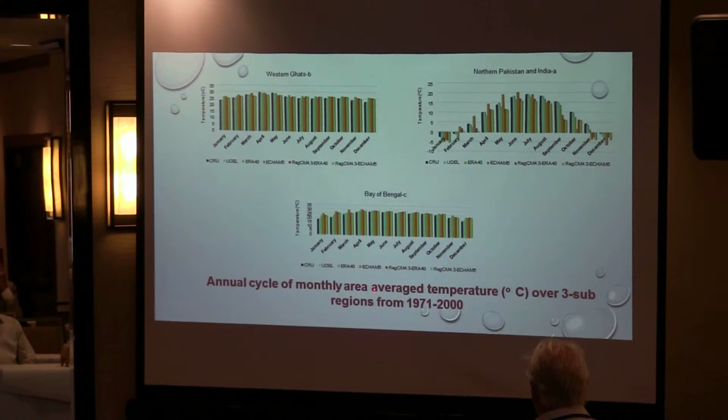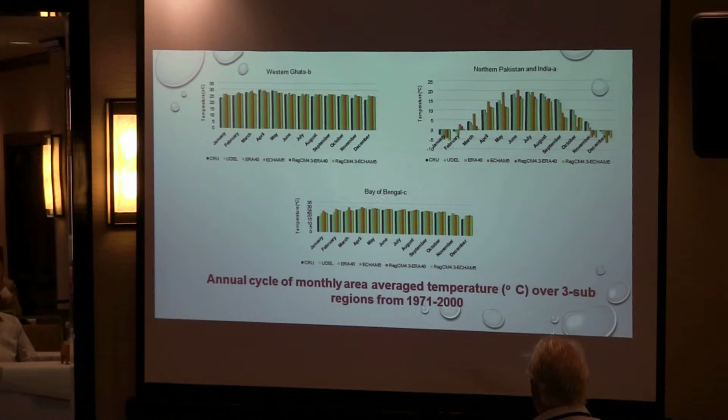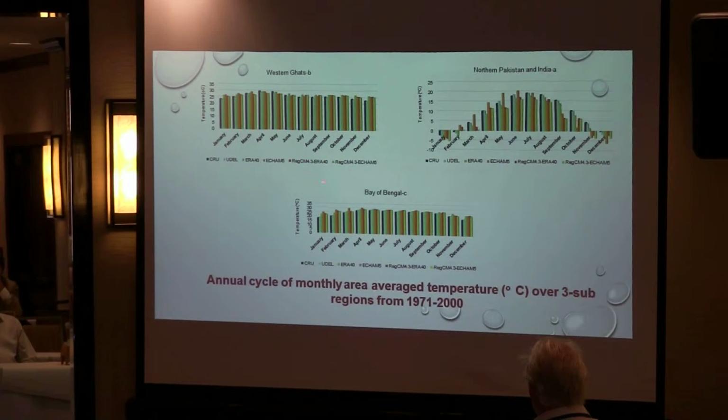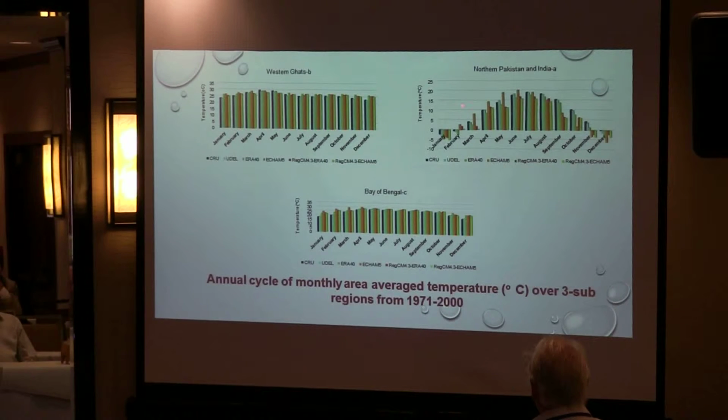Finally, we calculate the annual cycle for 1971 to 2000, and we take the average of the annual cycle for three regions, that is Bay of Bengal, Western Ghats, and northern Pakistan and India. We choose these regions because of our future studies, which would be the continuation of this study, because we want to analyze the impact of climate change using these regional climate simulations. We have the most severe weather, more precipitation in the summer season because of the monsoon season, and the monsoon arises from Bay of Bengal and Western Ghats and affects the northern part of the domain.